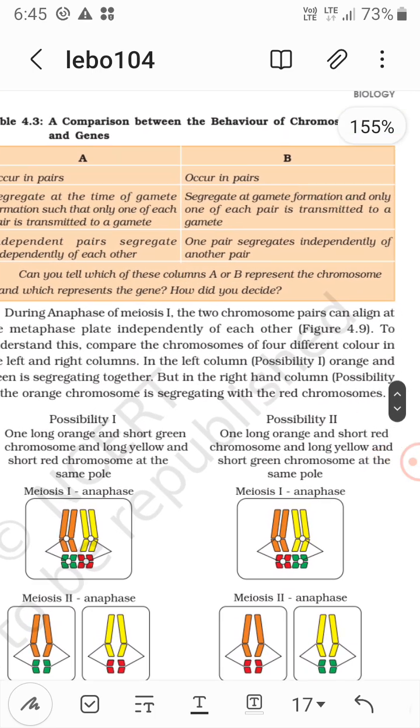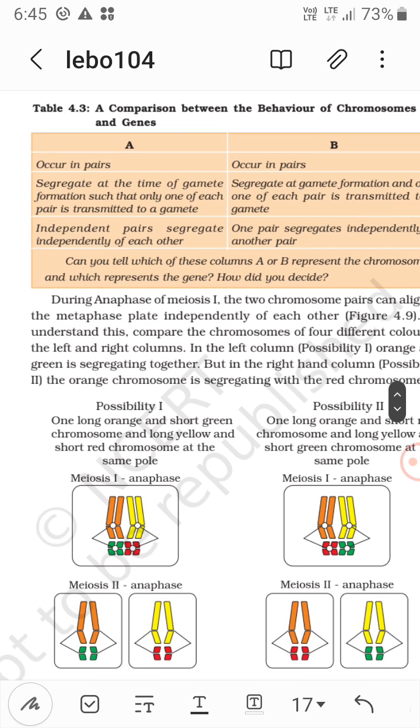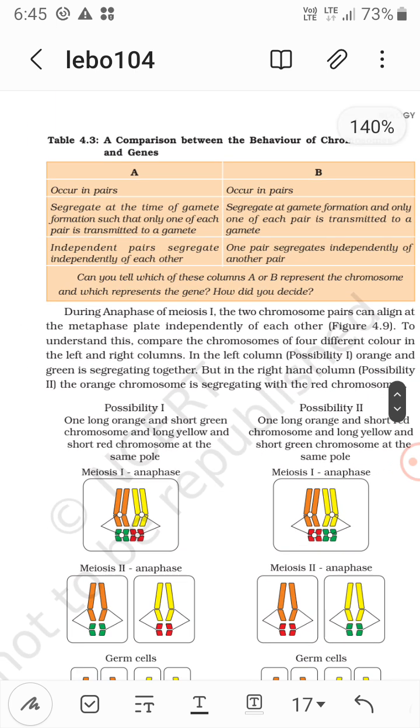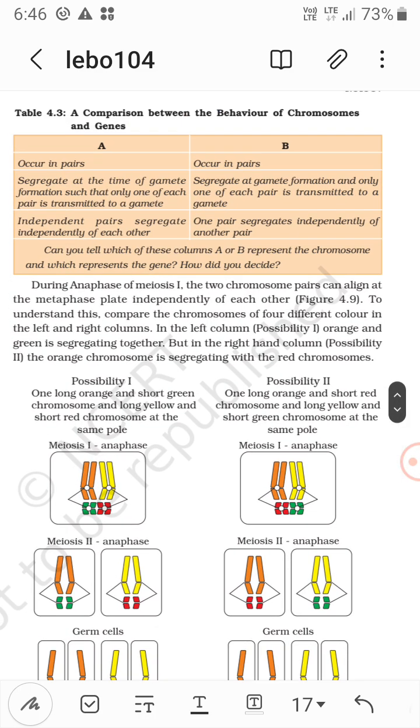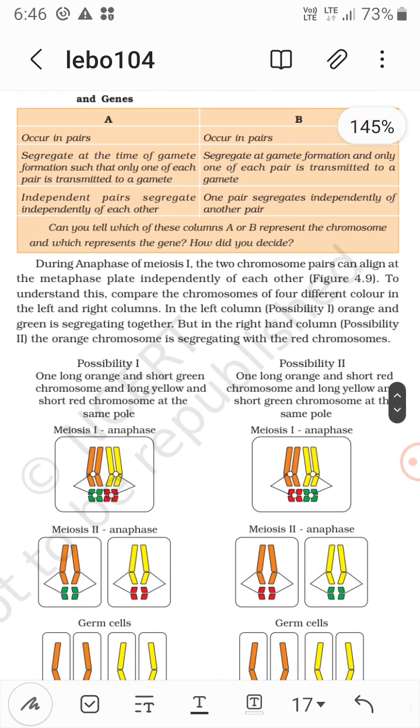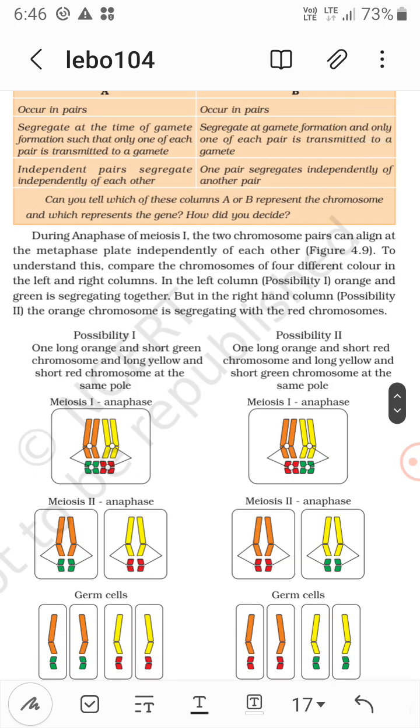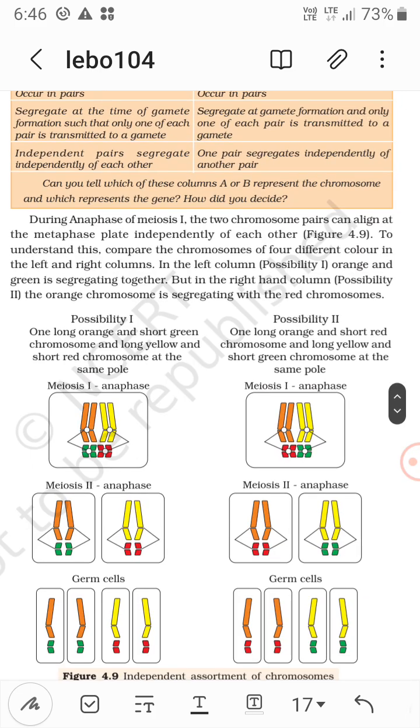Can you tell which of these, column A or B, represents the chromosome and which represents the gene? How do you decide? Almost they are all the same. So during anaphase of meiosis 1, the two chromosome pairs can align at the metaphase plate independently of each other.